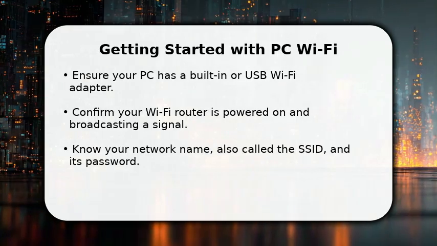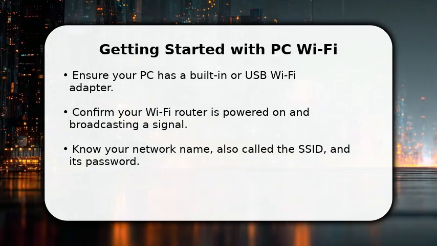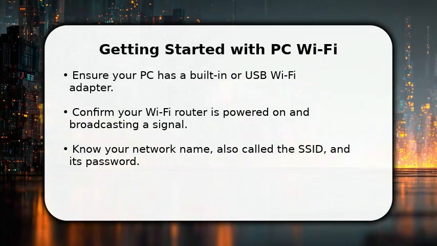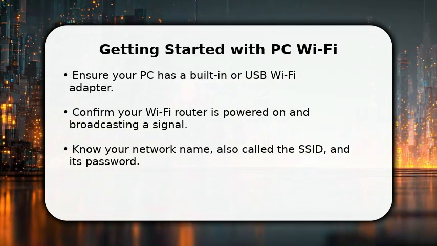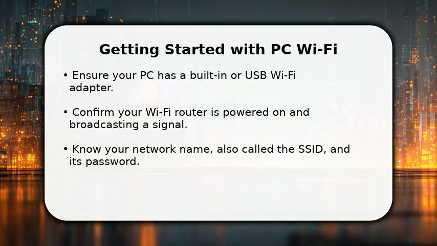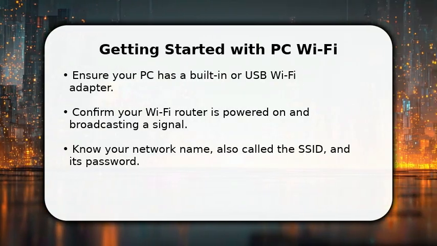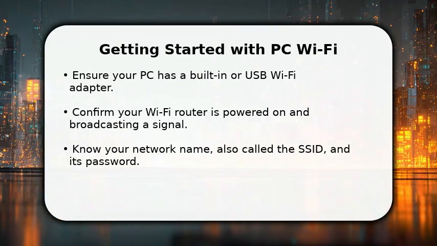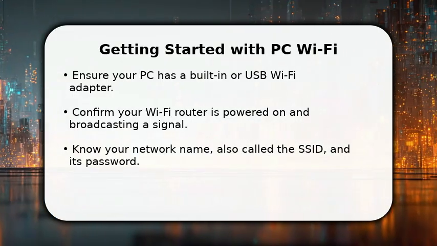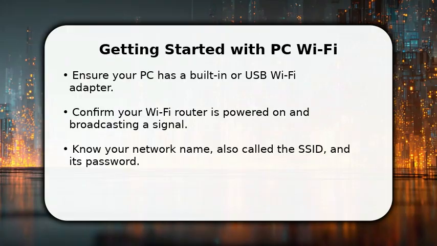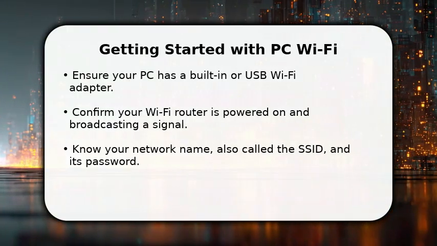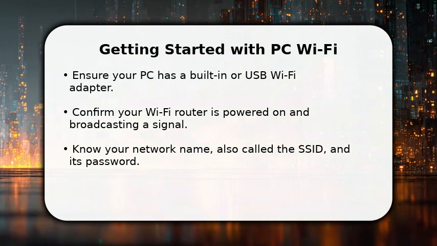In this video, I will explain how to use Wi-Fi for PC. To begin, you will need a functioning Wi-Fi adapter, either built into your computer or as a small external device, perhaps a USB stick. Make sure your wireless router is plugged in and actively broadcasting a network signal throughout your home or office. It is also essential to have your specific network's name and its security password ready, as you will need this information very soon.